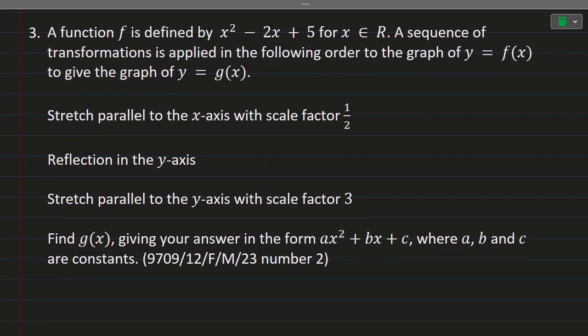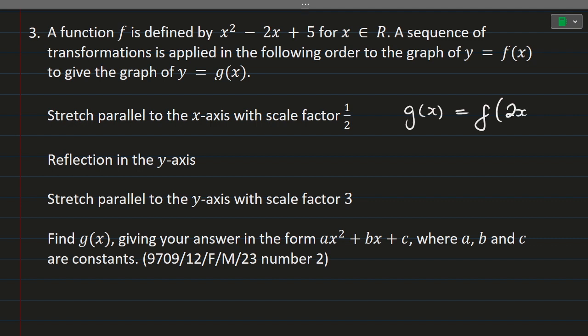A function f is defined by x squared minus 2x plus 5 for x is an element of all real numbers. A sequence of transformations is applied in the following order to the graph of y equals f of x to give the graph of y equals g of x. So they say stretch parallel to the x-axis with a scale factor of half. So we have a stretch in the x-axis, and that's by a scale factor of half.